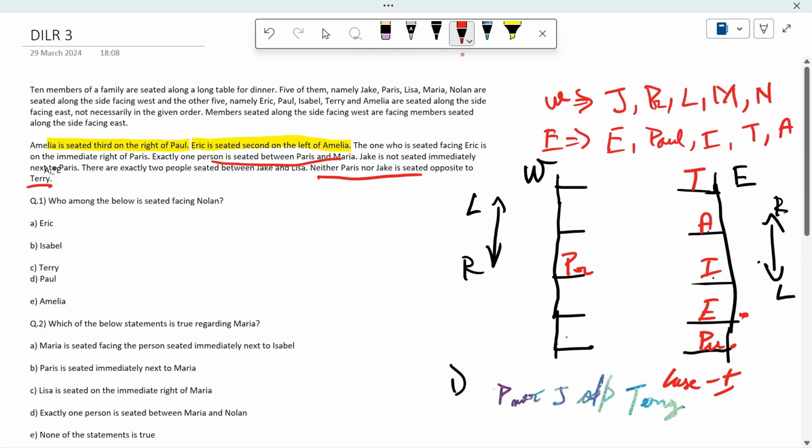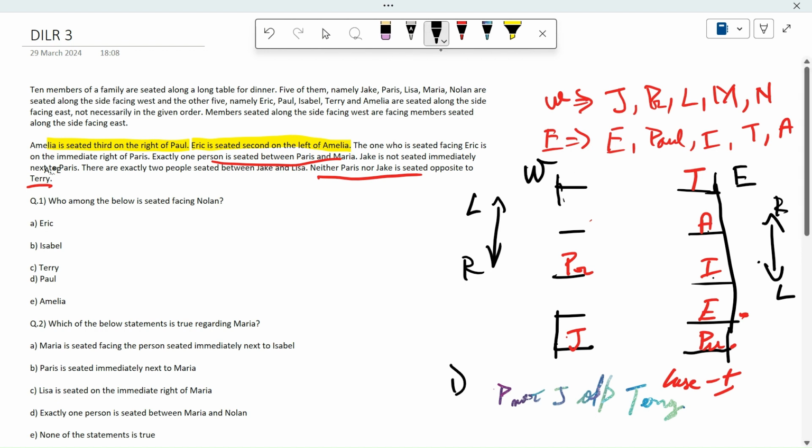Okay. So now coming to this point: exactly one person is between Paris and Maria. Jack is not seated immediately next to Paris. So in these positions, Jack is not there. In these positions, Jack is not there. And Jack cannot be in this position either, because neither Paris nor Jack is seated opposite Teresa. So Jack goes to the only position left, which is this. Fine. So I am removing all the other parts. Okay, fine.